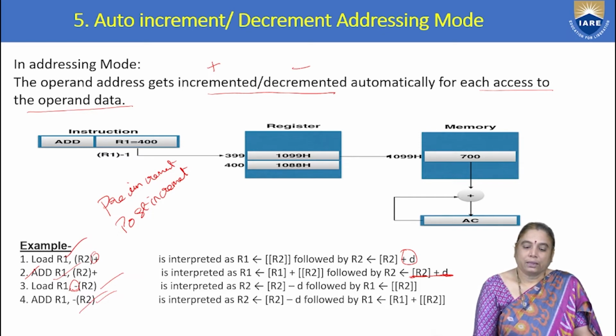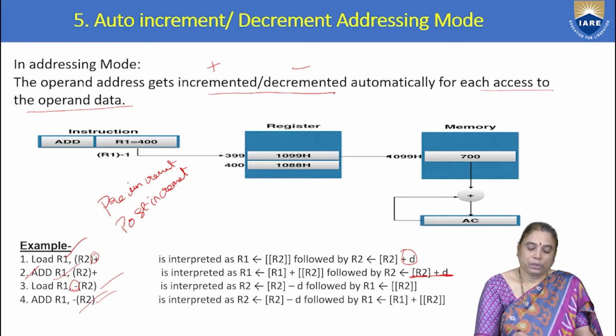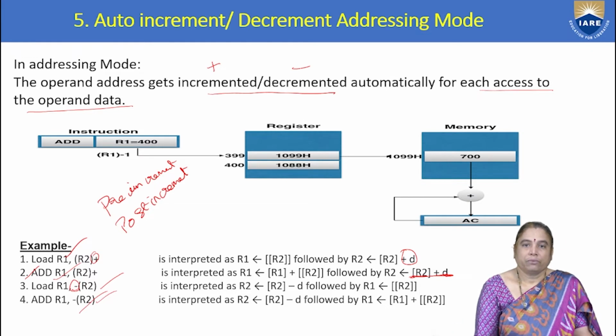So in this way, the auto increment and decrement addressing mode can be used. In this mode, the plus sign or minus sign is specified, prefixed or suffixed to the register, in order to represent whether it is a pre-increment or pre-decrement, or post-increment or post-decrement.